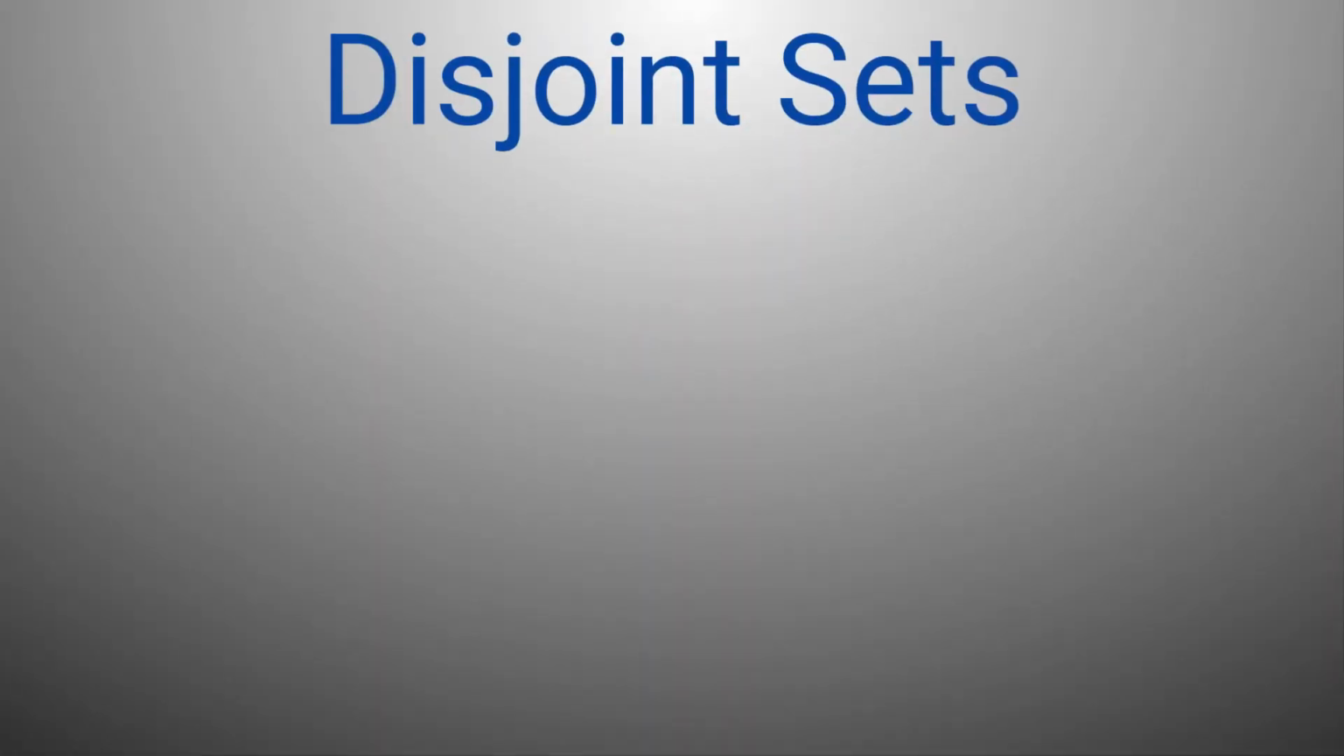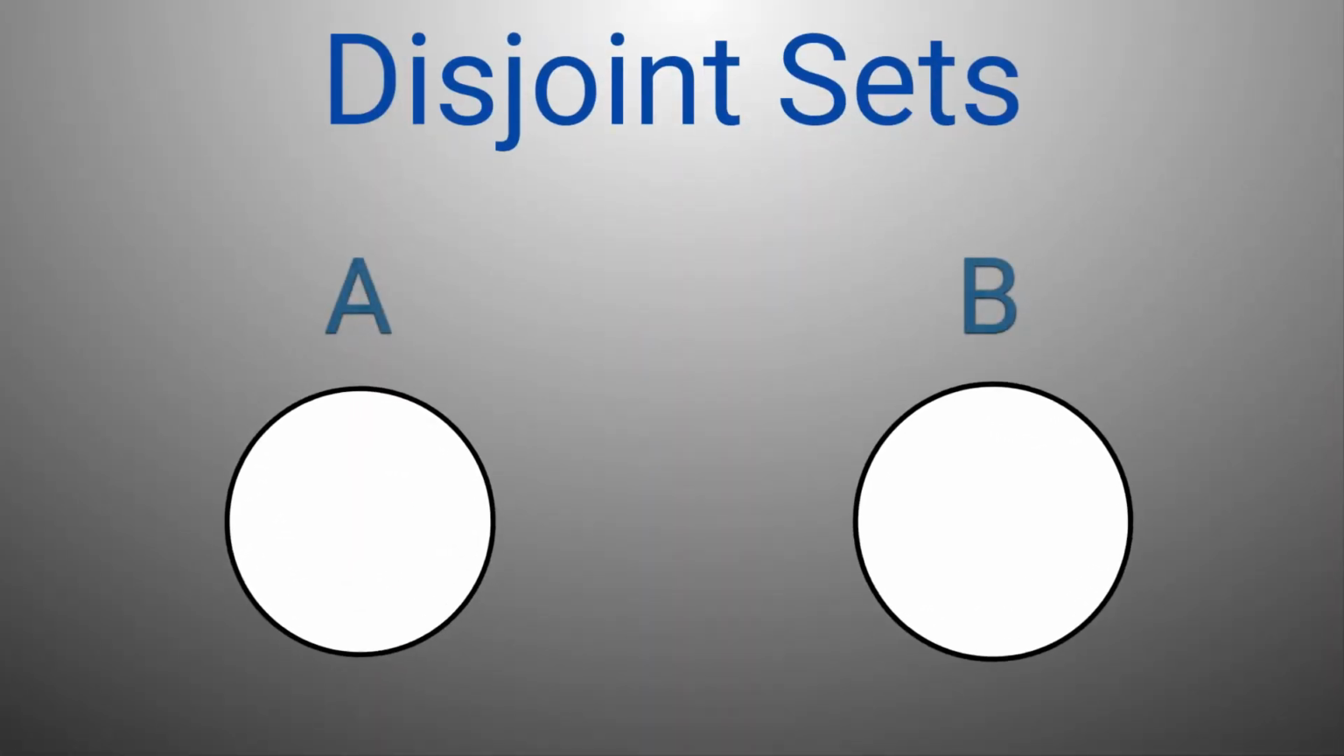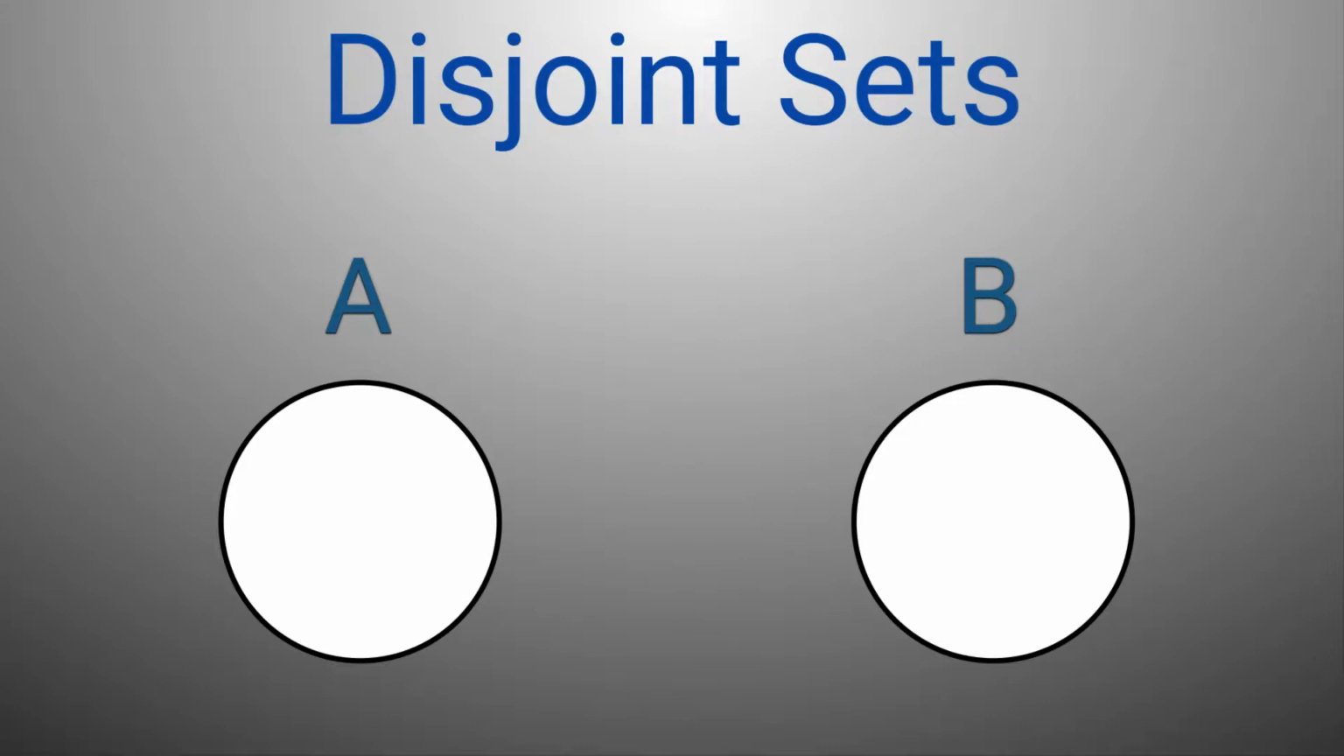For instance, let's say that we have two sets A and B drawn so that they don't overlap, which implies that the two sets contain entirely different elements. In this case, we say that the two sets are disjoint. Disjoint sets have no elements in common.